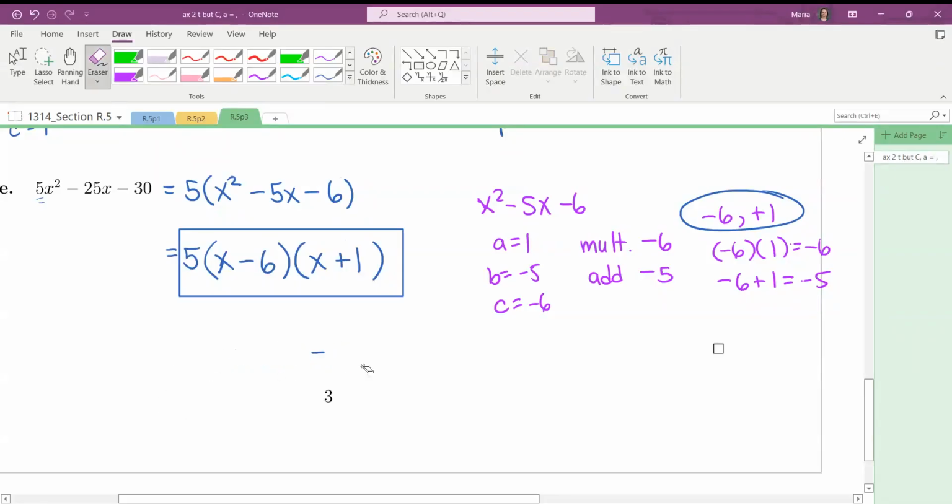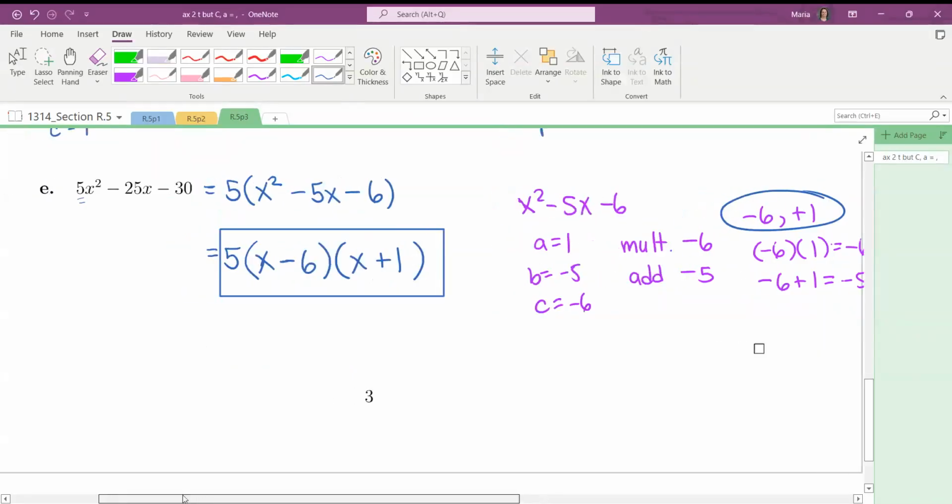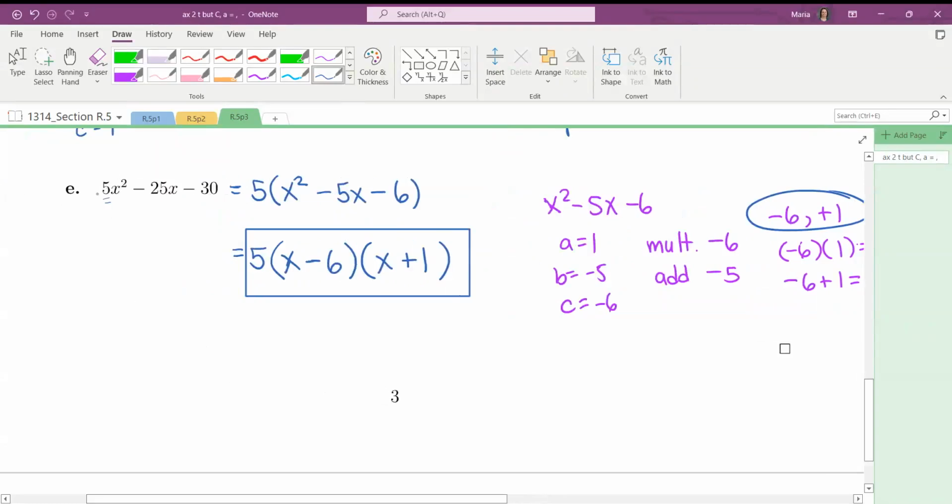All right. So in the next video, we are going to go into the technique for handling what happens when the a value is not 1. It's something other than 1, and you can't remove the common factor to get around it.